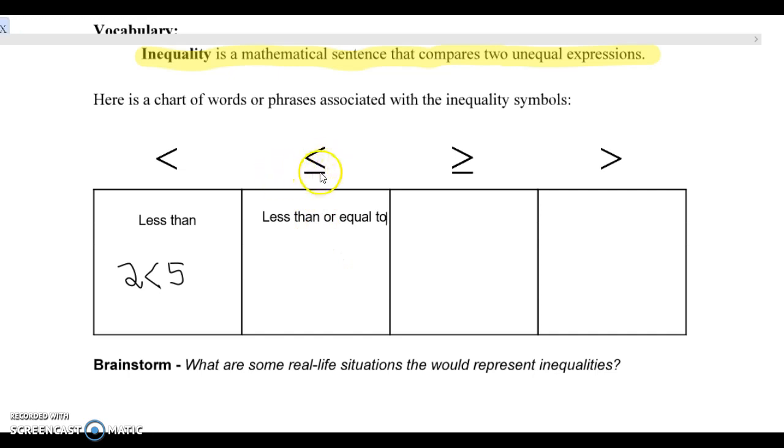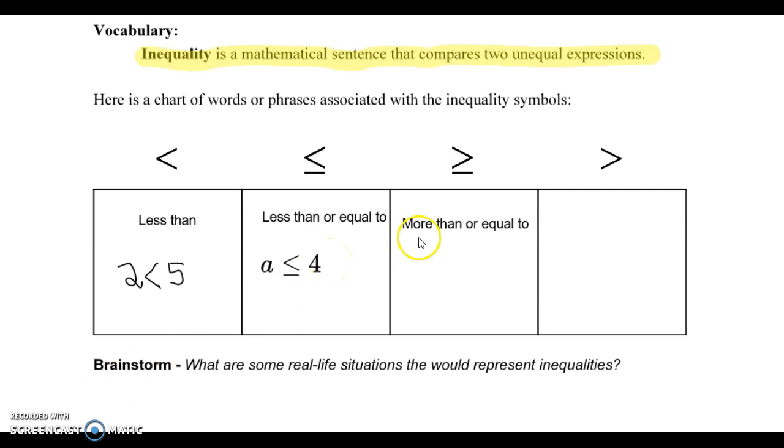Now if you put a little line underneath the less than symbol, you get a less than or equal to. So an example for that would be, let's say a child who is less than or equal to 4 years of age, they can go on a trip for free. This is your more than or equal to symbol. An example for that would be, let's say if the age is more than or equal to 16 in Connecticut, then you can drive. I think that's probably true.